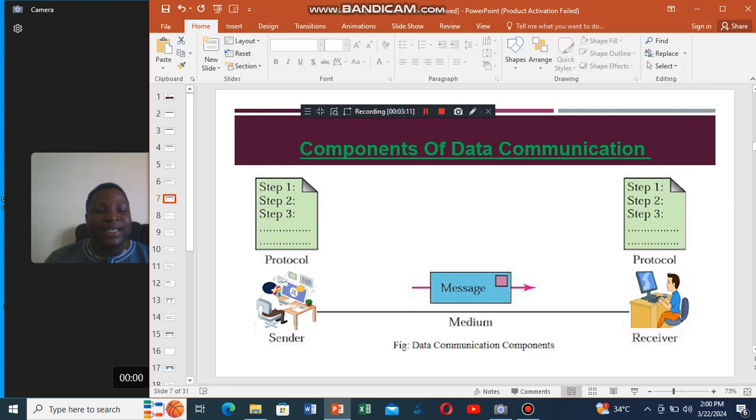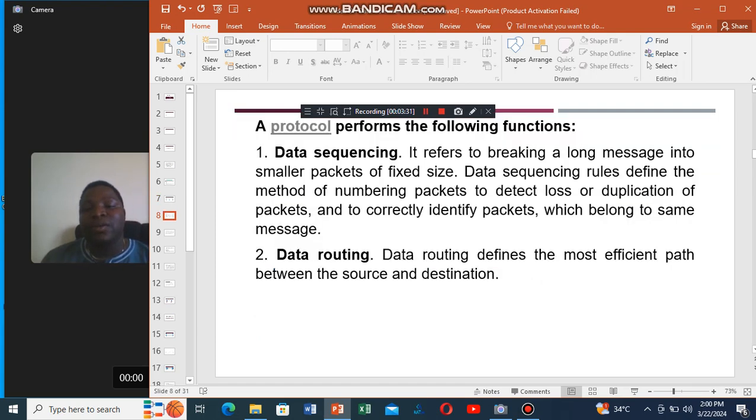Now this is a typical example of the components of data communication. We have the sender and we have the receiver. We have the media, and at the top is the message that has been composed. So from one source to another, where the source is the sender and the other is the receiver. Now let's look at the protocol.